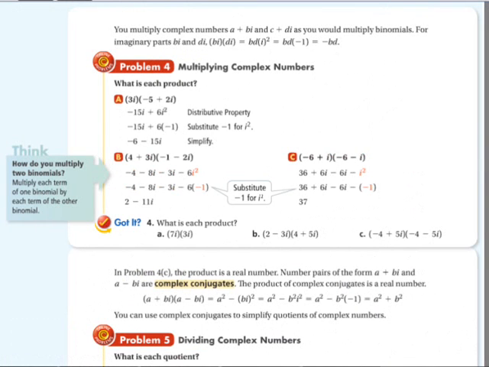Let's take a look here. When we multiply complex numbers, we would do it the same way we multiply binomials, okay?